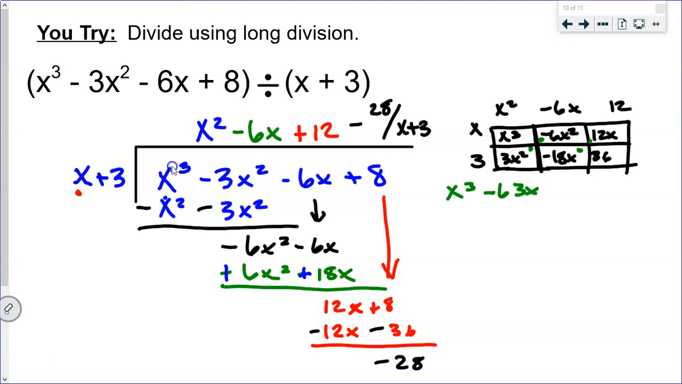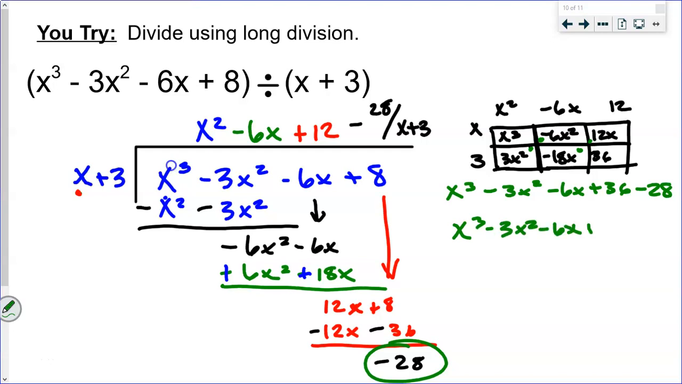Minus 3x squared. And then negative 18 plus 12 is minus 6x, right? And then we got plus 36. But what was our remainder? Y'all remember down here what our remainder was? So if we subtract that 28, then we get what our original answer was, right? So again, we're looking at x to the third minus 3x squared minus 6x plus what, y'all? 8. You got it. So this does check out, okay?